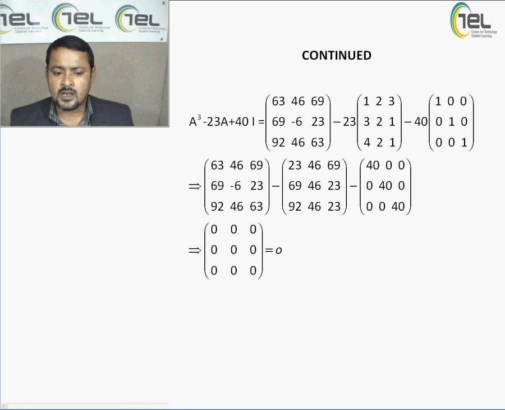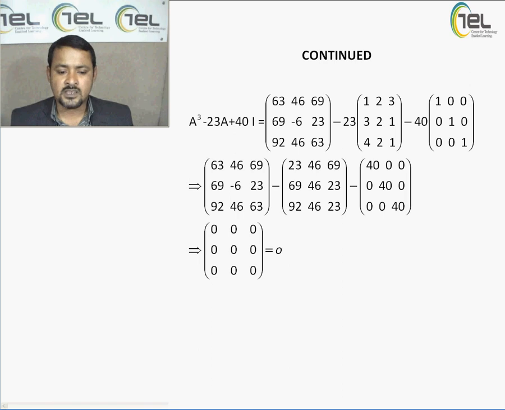the first, A cube, is given. We multiply 23 with each element of matrix A. We get 23, 46, 69. You have to multiply the numbers respectively with the numbers which are given: 69, 46 and 23, 92, 46 and 23. Then we get 40, 0, 0, 0, 40 and 0, 0, 0 and 40.